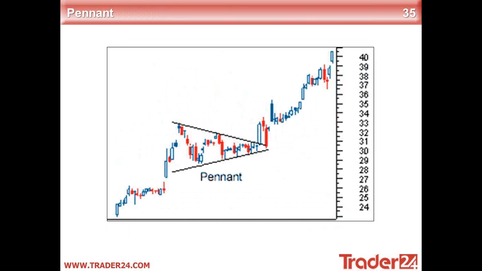Pennant is very similar to your flags and symmetrical triangles. Here, once again, we've got an uptrend. As we approach the apex, we get a strong breakthrough here, so I would buy around this level.